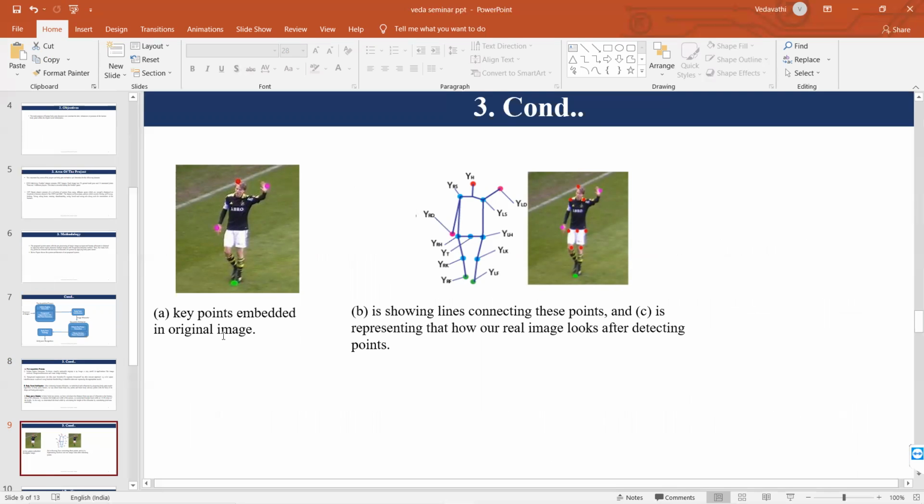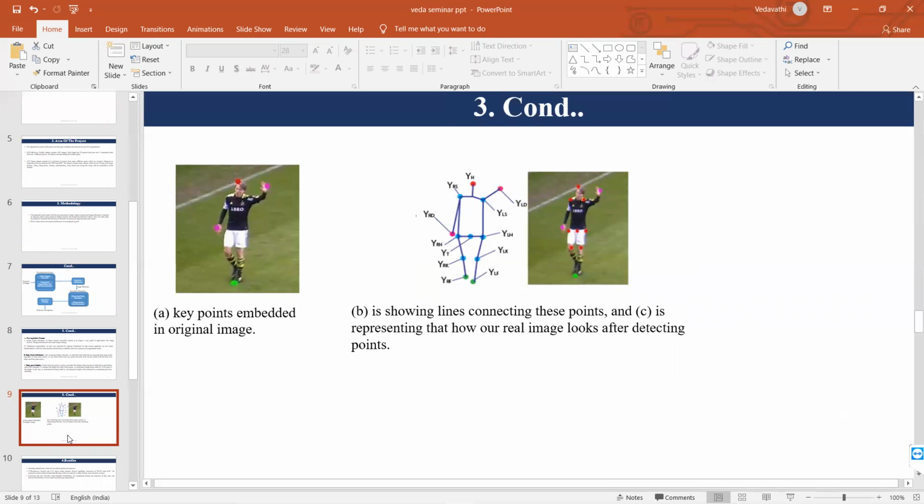These are key points embedded in the original image, and these are the lines connecting the points. These are the 7 key points, and here we represent how a real image looks after detecting points. This is how a real image looks after detecting the points.